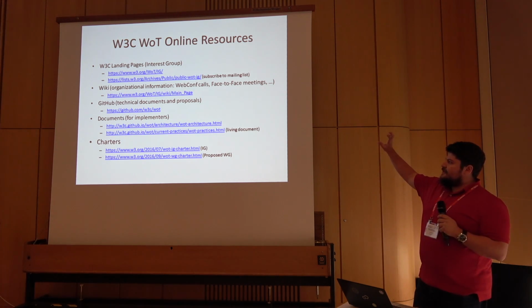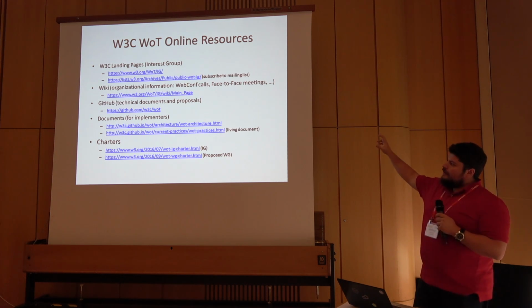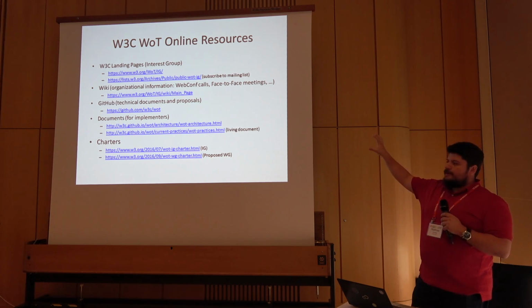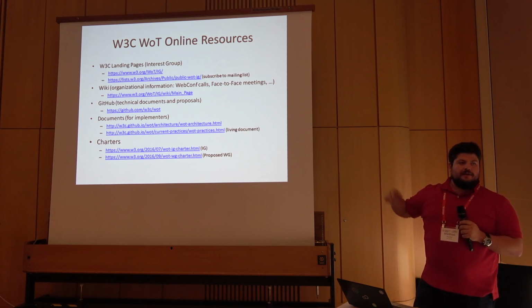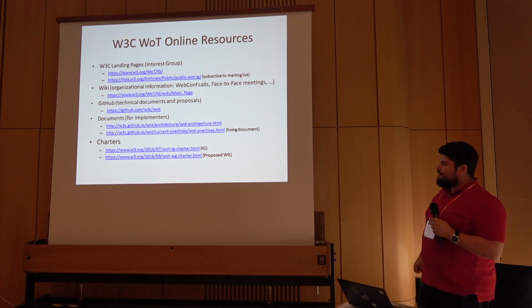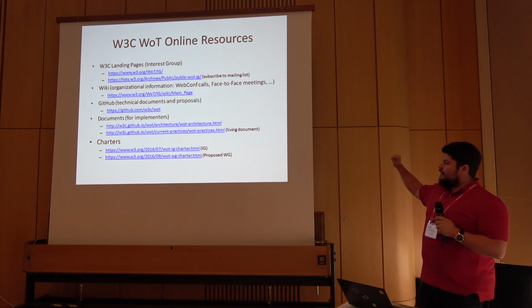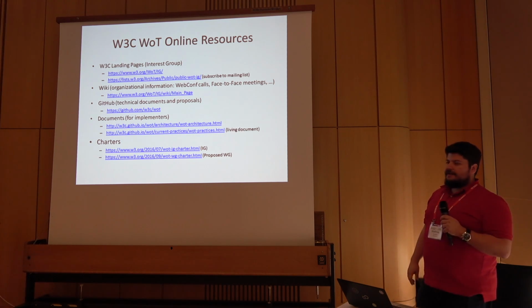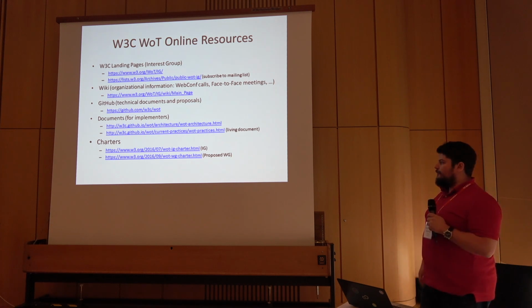The general structure is there are some landing pages by the W3C where you see mostly marketing material. Then we have a wiki where you find all the organizational information, for instance, about the weekly call and the upcoming meetings. Then all the technical work is actually on GitHub. And we also provide the GitHub pages for the current documents, like the current architecture draft or the current practices, which is kind of a summary. If you want to implement that, what do you need to do, what do you have to know?